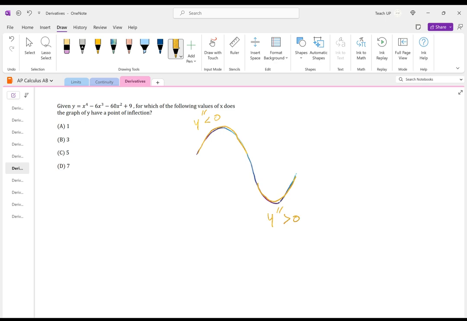Now, the point of inflection is going to be where you have that concavity change, and that's where the second derivative is going to be equal to 0. So what we're going to do is just find the second derivative of this function and set it equal to 0 and see what values of x will satisfy that.